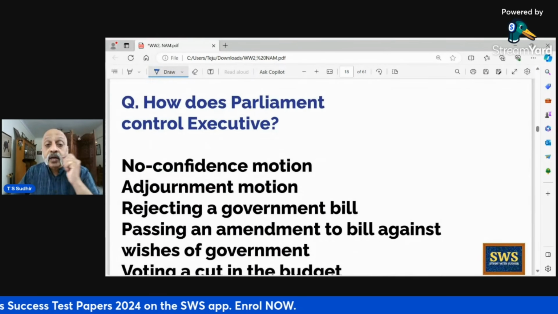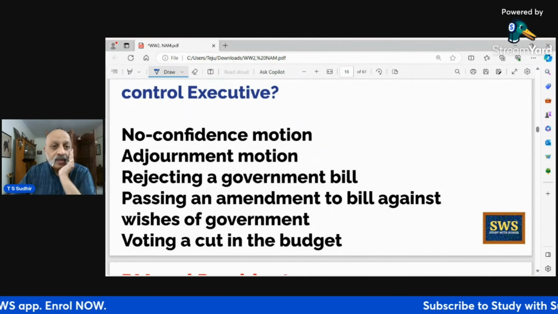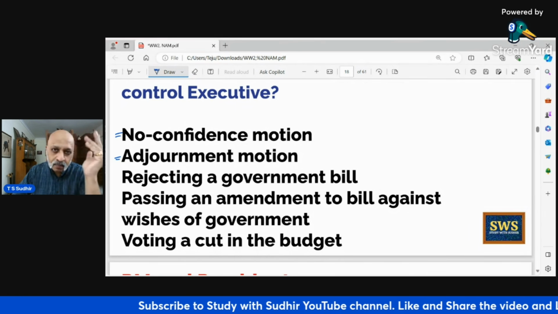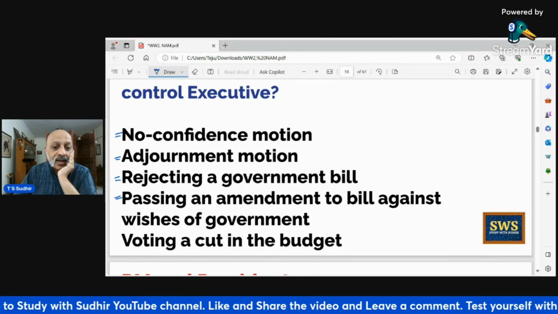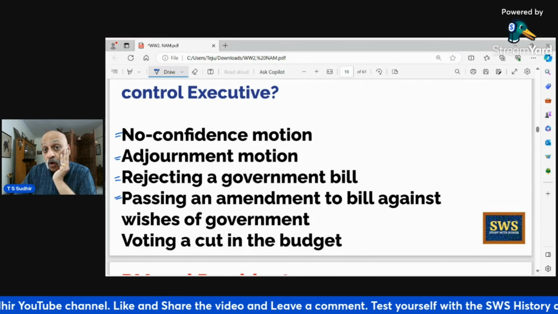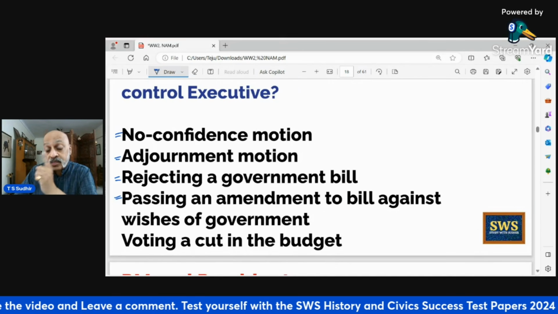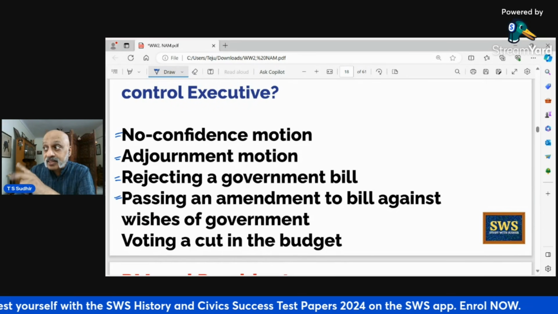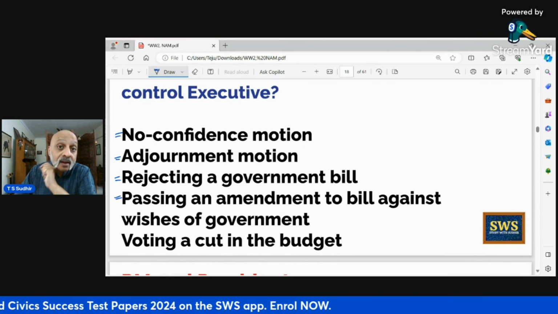How does parliament control executive? Let's look at this test question. Now, what are the points that you need to mention? This is for section B, the longer format. No confidence motion, adjournment motion, ये सब हमने parliament chapter में पढ़ लिया है. Rejecting a government bill, passing an amendment to the bill against the wishes of the government. सरकार खुश नहीं है, लेकिन आपने, because आपके पास numbers हैं, जैसे राज्यसभा में काफी बार ऐसा होने के chances लगते हैं कि that राज्यसभा में create problems for the government if the government does not have sufficient numbers in the Rajya Sabha.